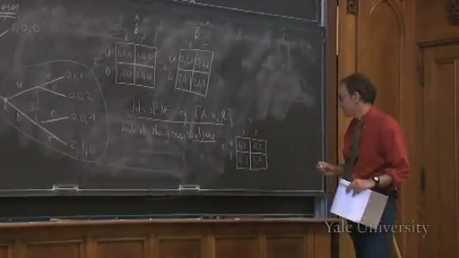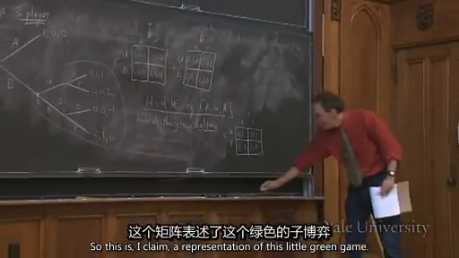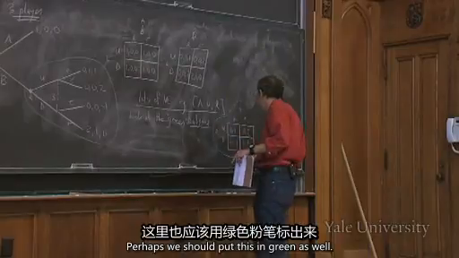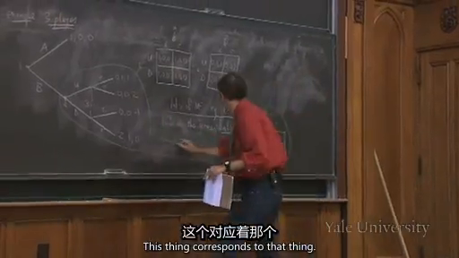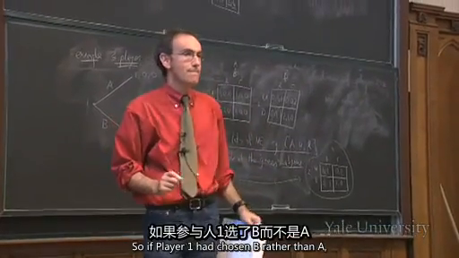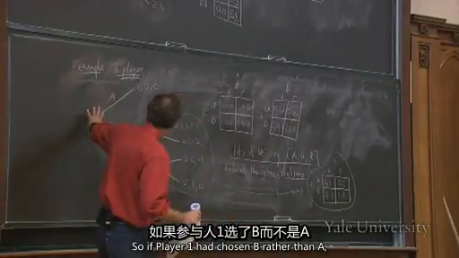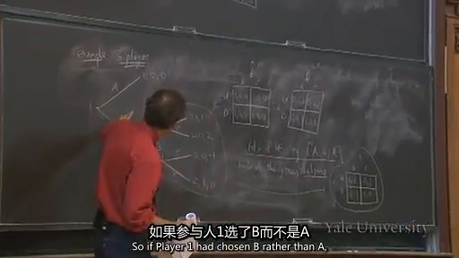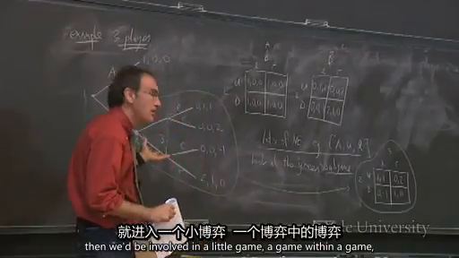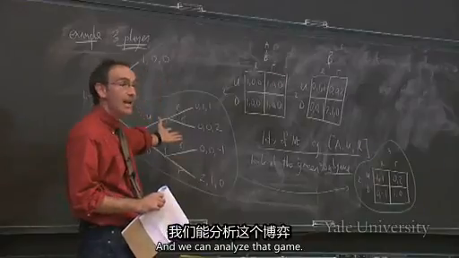All right. So this is, I claim, a representation of this little green game. Perhaps we should put this in green as well. All right, this thing corresponds to that thing. All right, everyone okay with that? So if player 1 had chosen B rather than A, then we'd be involved in a little game, a game within a game, or a sub-game involving just players 2 and 3, and we can analyze that game.